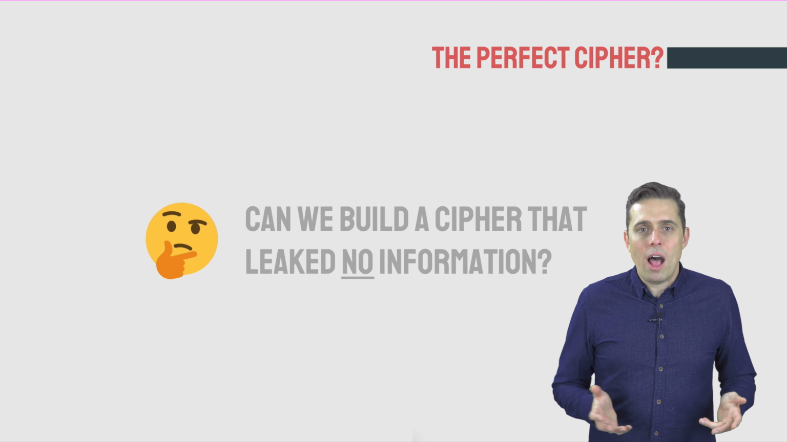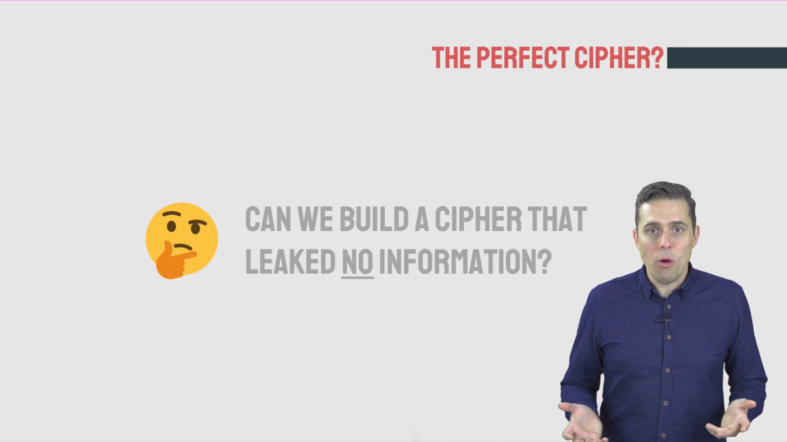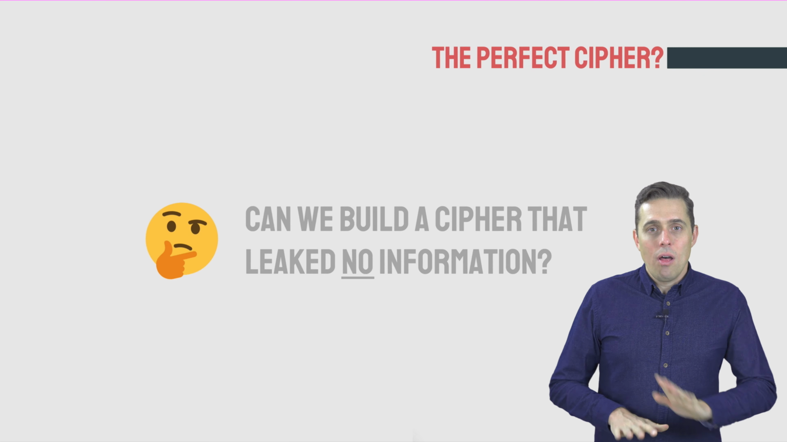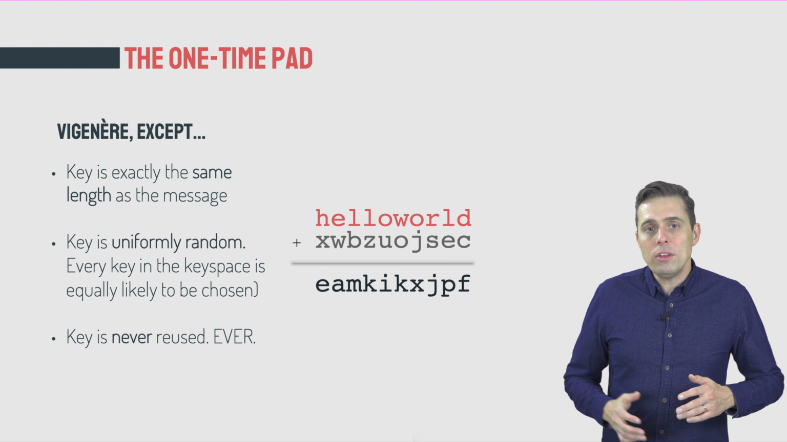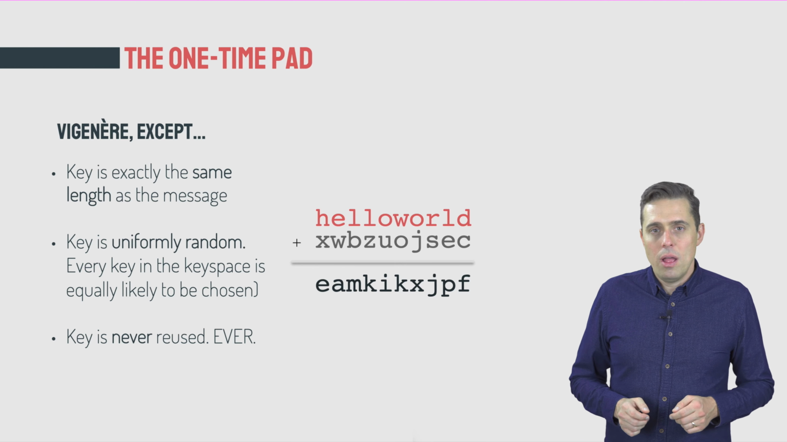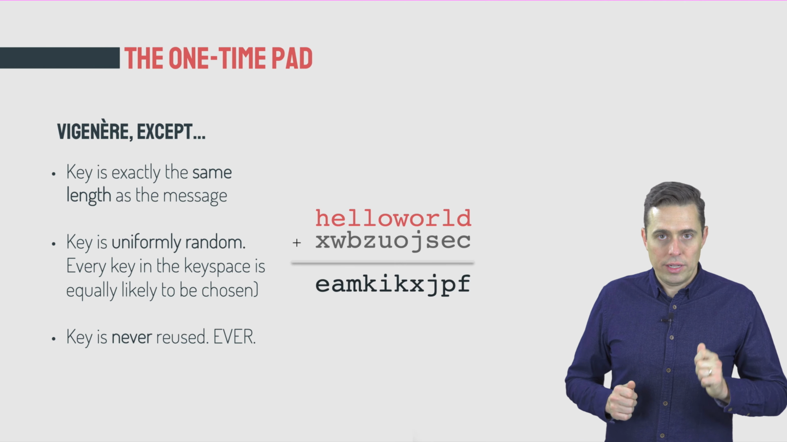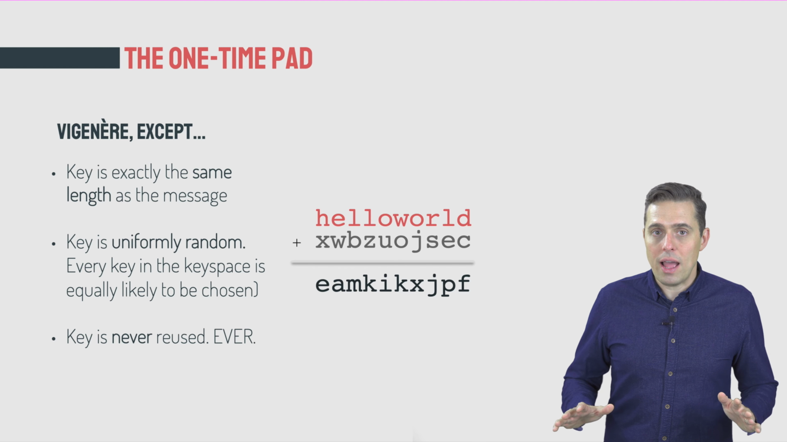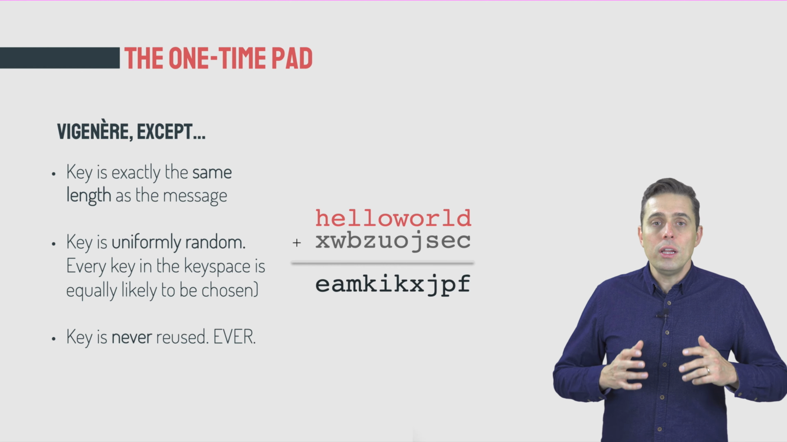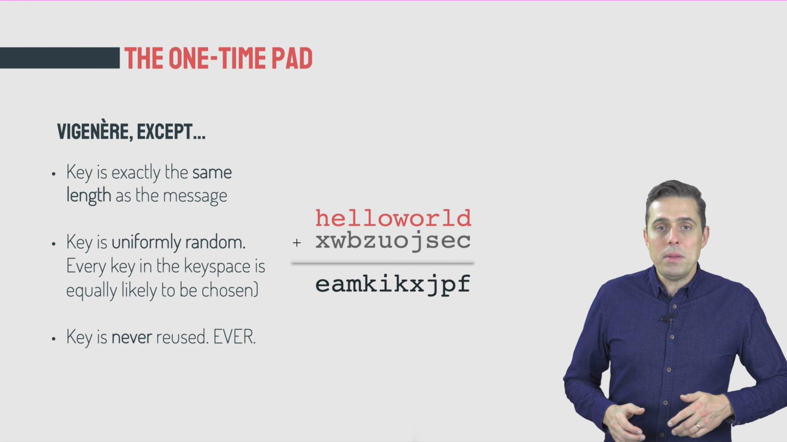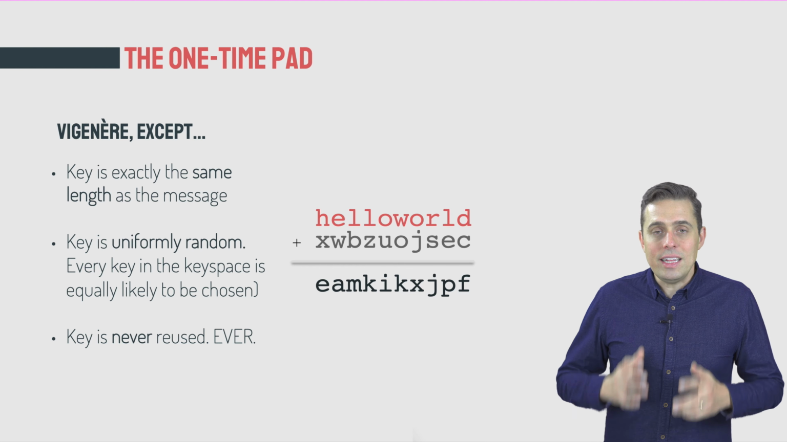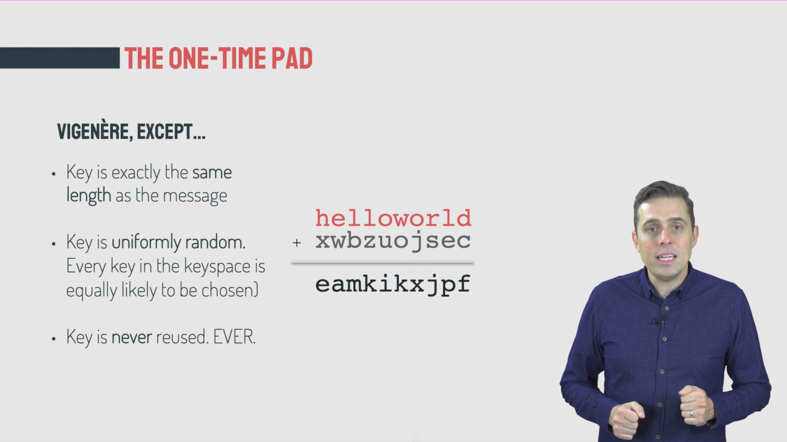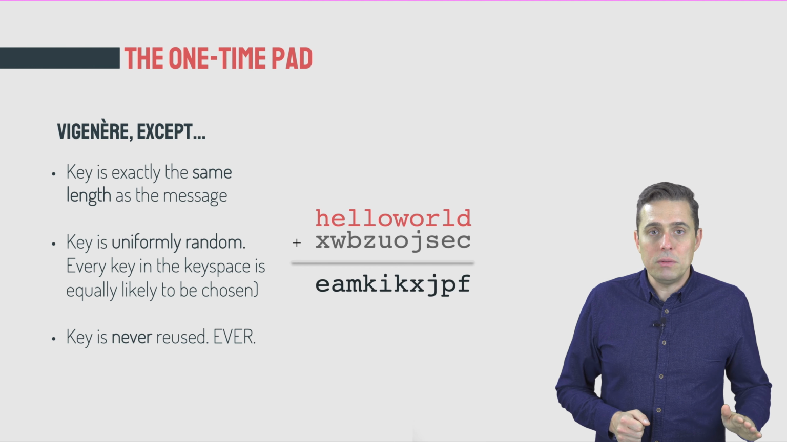So, is it even possible to build a cipher that leaks no information at all? We actually can do this. It's called the One-Time Pad. The One-Time Pad looks just like the Vigenère cipher, but with three crucial exceptions. The key must be exactly as long as the message, no repeats allowed. The key must also be chosen uniformly at random. That means all keys in the key space must be equally likely to be chosen. And finally, the key can never be reused.